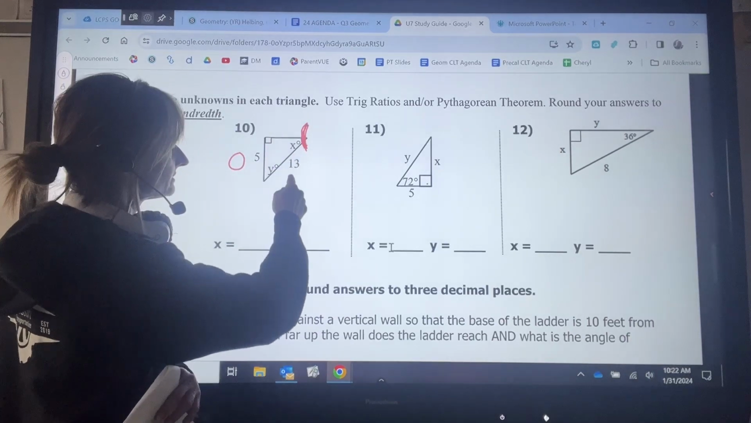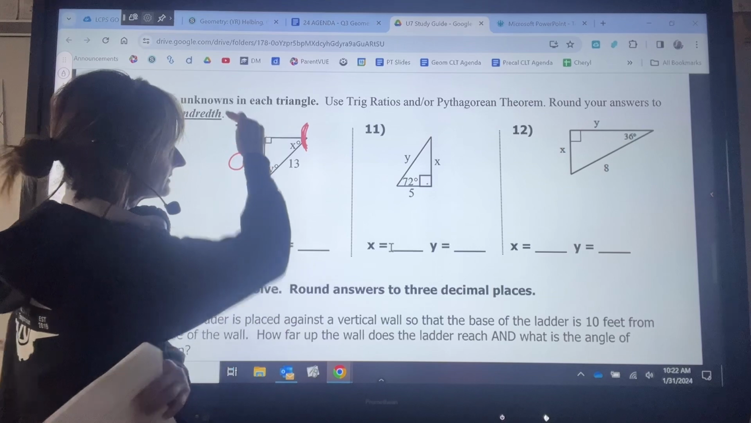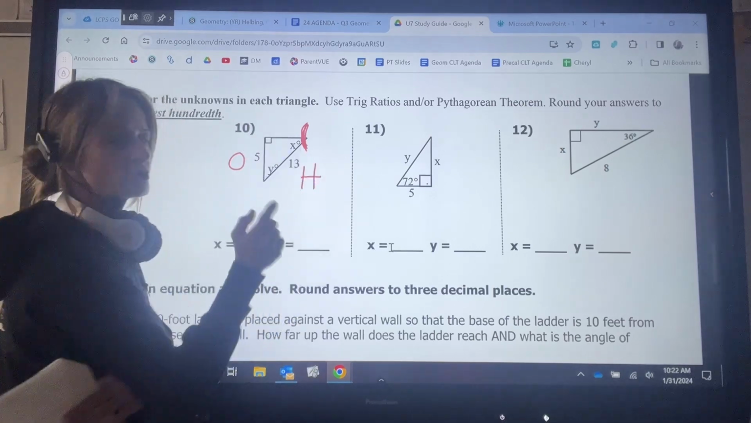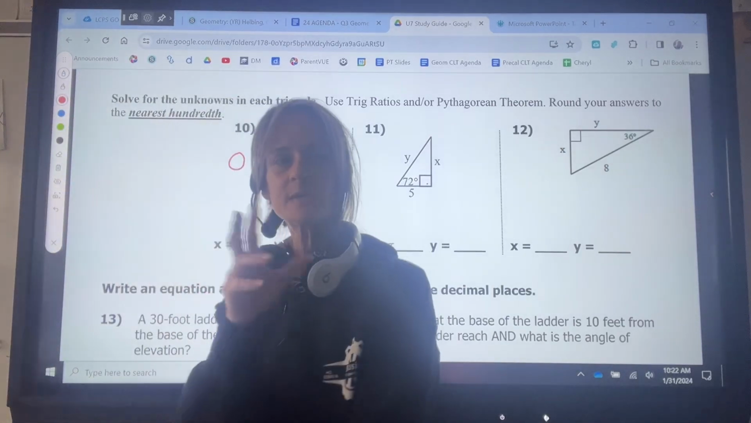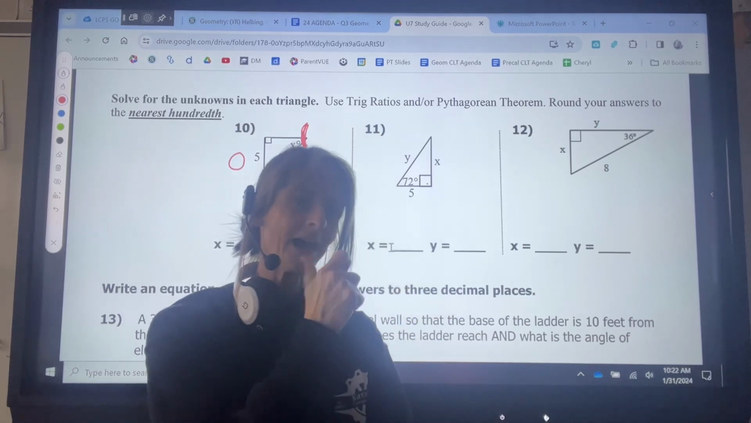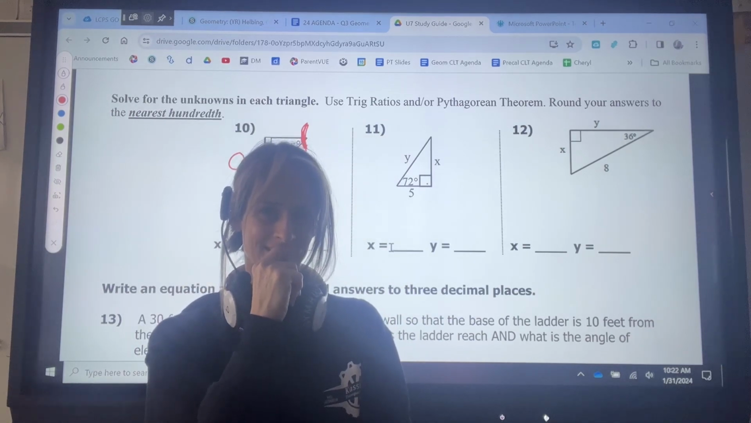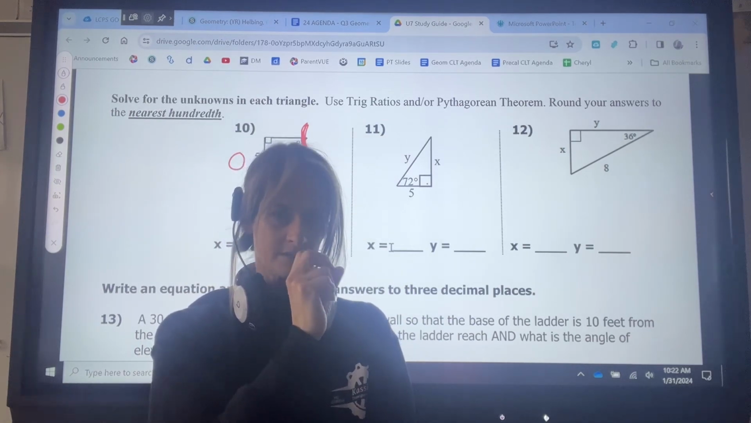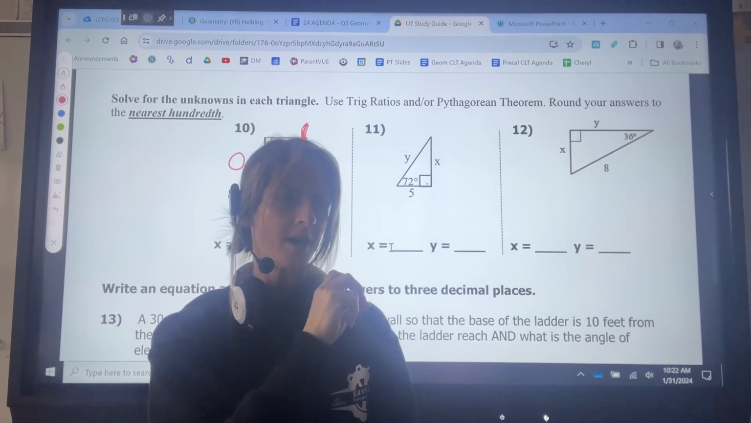All right, so 5 is opposite, and 13 is definitely the hypotenuse, right? Because it's across the right angle. Which trig ratio uses opposite and hypotenuse? Sine. Okay, right.